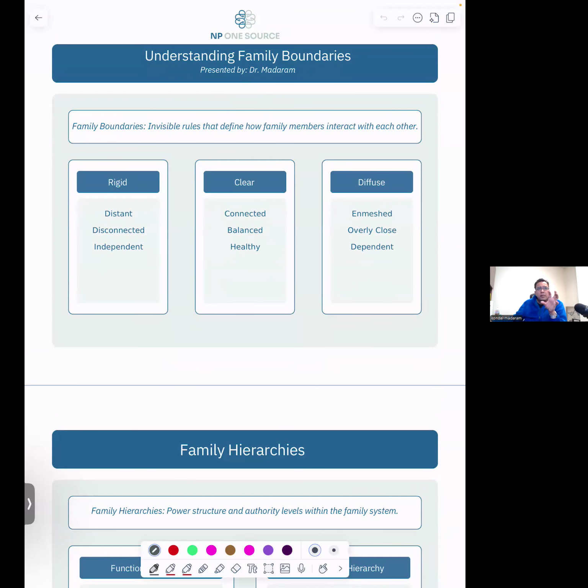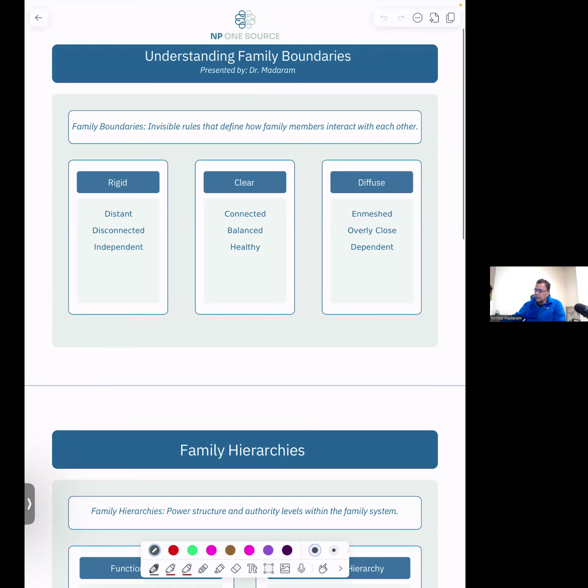An essential concept in family systems theory or therapy is family boundaries. Maybe they're invisible rules, but how family members interact with each other plays a big role in how treatment can be applied or how symptoms or behaviors are manifested. And these boundaries play a crucial role in shaping relationships and ensuring that families operate as a cohesive unit.